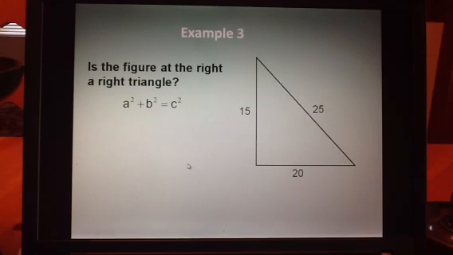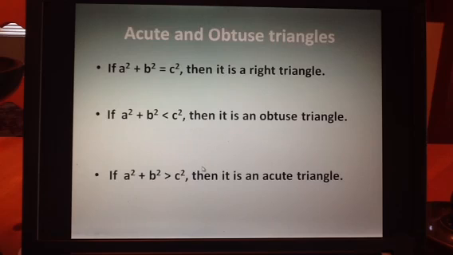Okay, example 3. Again, we're going to ask ourselves, is this a right triangle? We're going to plug these numbers into the Pythagorean theorem. This is going to be going in for C. I'm not going by looks, I'm just going by what's the largest number. This time, the answer comes out to 625 equals 625. If you get the same thing on both sides of your equation, then the answer is yes.